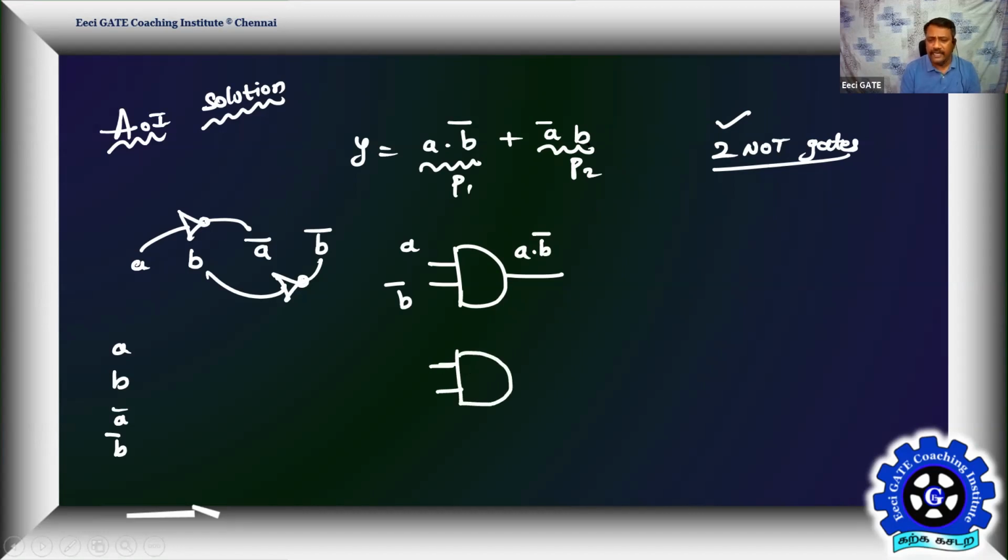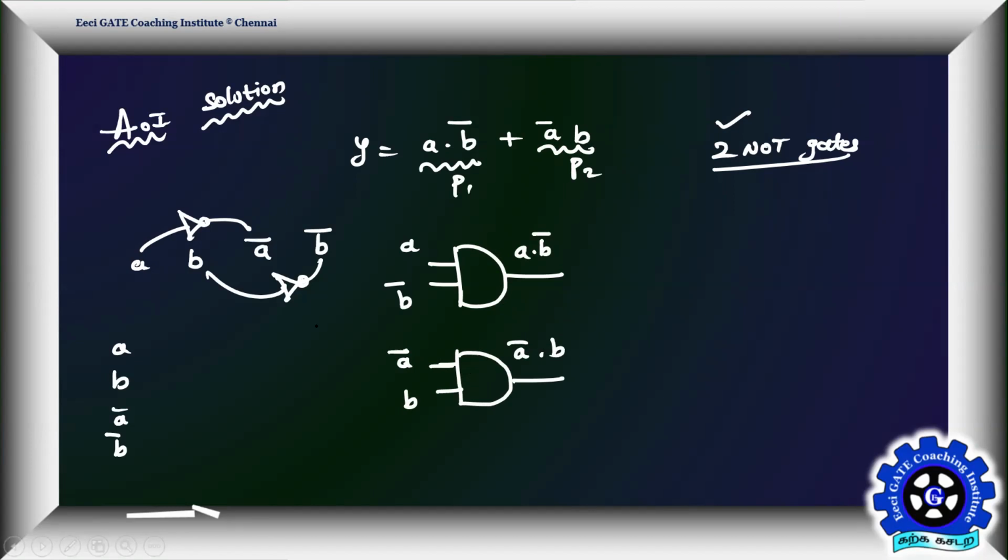What is that second product? A bar dot B. So one of the inputs can be A bar, another input should be B. Easy? Yes or no? Yes, sir. Then to get B bar, you can have a NOT.